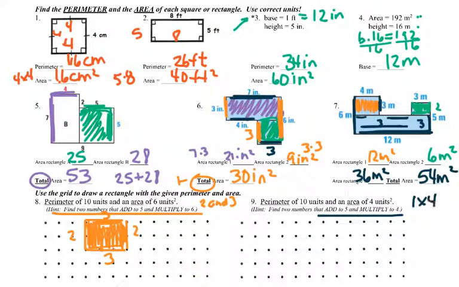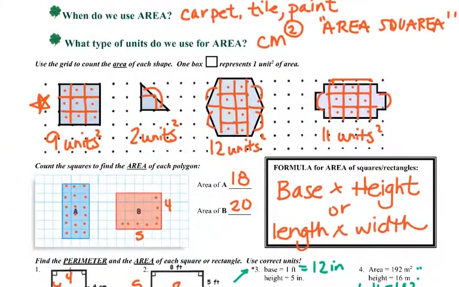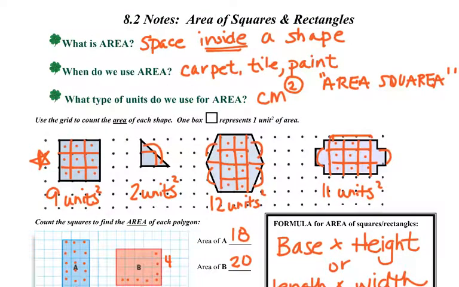Right, 1 times 4. 1 and 1, 2, 3, 4. Those numbers add to 10. Well, 4 and 1 add to 5. All 4 would add to 10. And then the area is 4 times 1, or 4. Those are a little tougher, but we do have questions like that on the quiz and the test. Area of squares and rectangles.